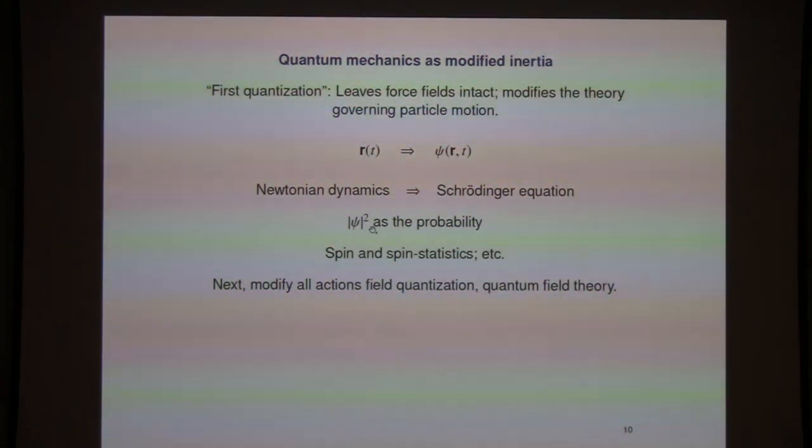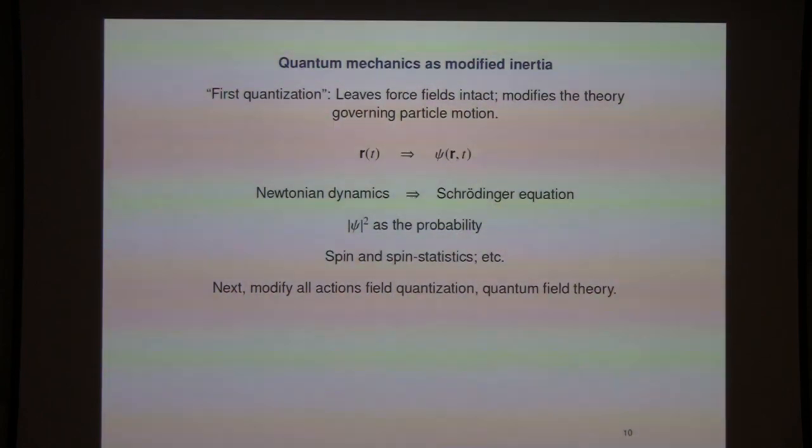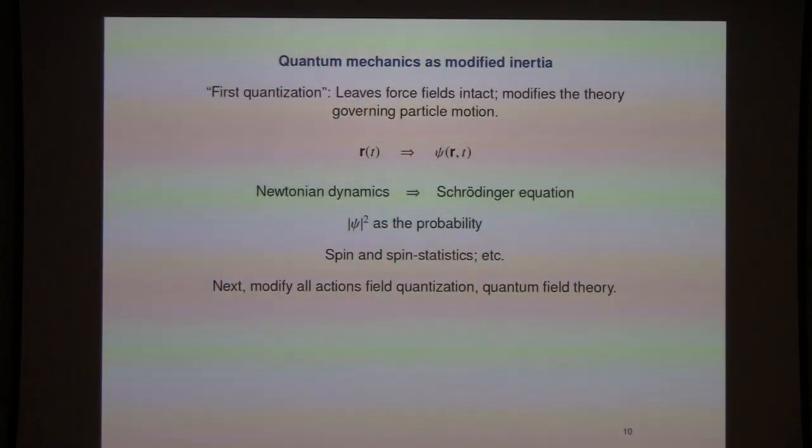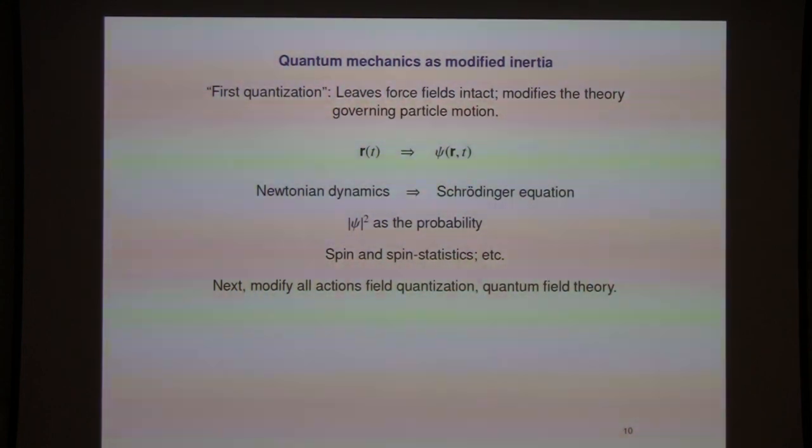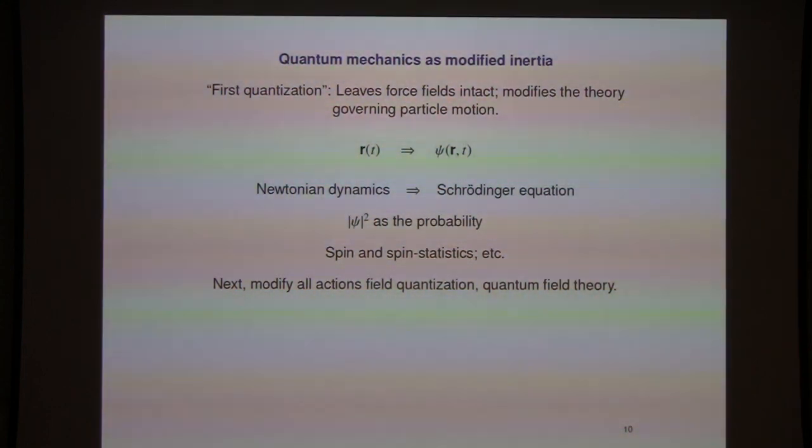Yes, and very briefly, quantum mechanics can also be considered as, in some sense, a modification of inertia. The potential that you plug into the Schrödinger equation is still the same potential that you use in classical physics. You don't change the field, you don't change the gravity in this case. What you do change is what the particle does, or how you describe what the particle does.